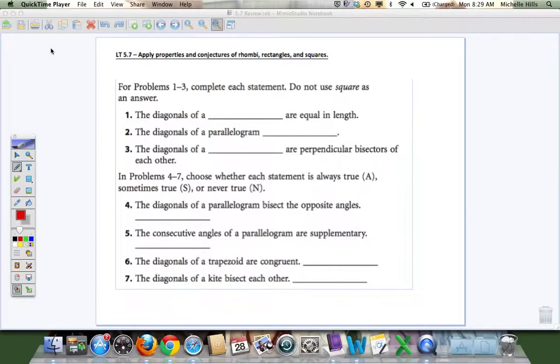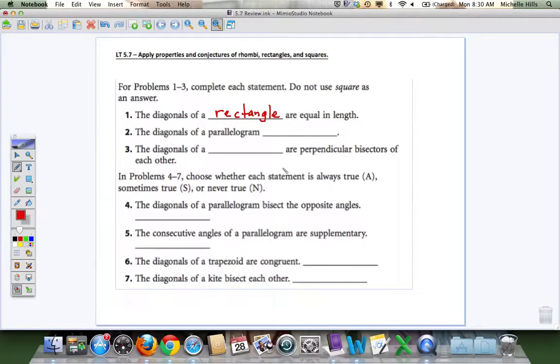Now, if I'm applying properties and conjectures that are drawn from rectangles and squares, I need to know what those are. Equal in length? Well, for a general parallelogram, that is not true. It is in certain cases, but only if the parallelogram is also a rectangle. That's one of the things about a rectangle: the diagonals are congruent, and they use that in construction all the time to see if a doorway is square or if a wall is square.